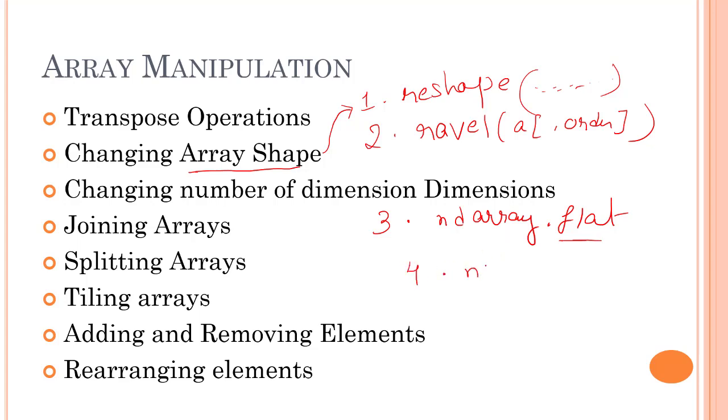Now move to another one, that is called the ndarray.flatten method. This method returns a copy of the array collapsed into one dimension. Whatever the copy will be, it will be returned in one dimension. So that is the use of the changing array shape concept in manipulation.